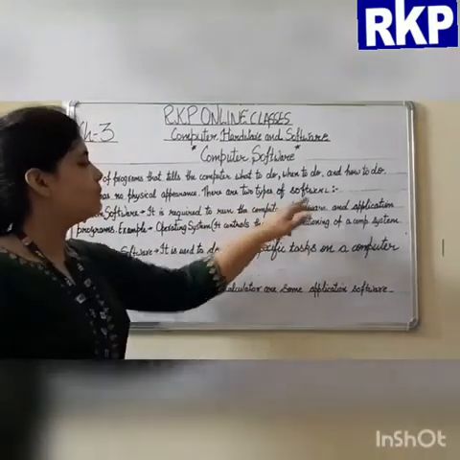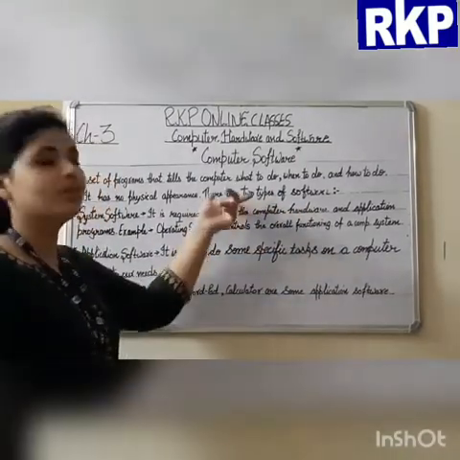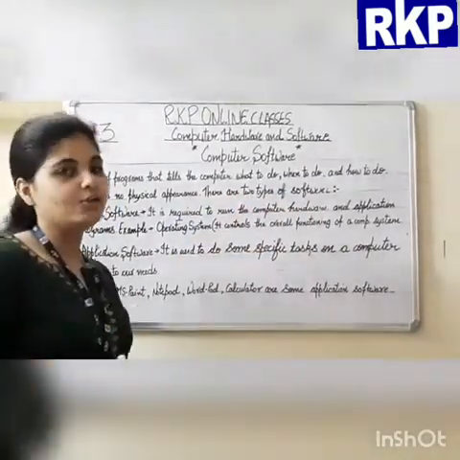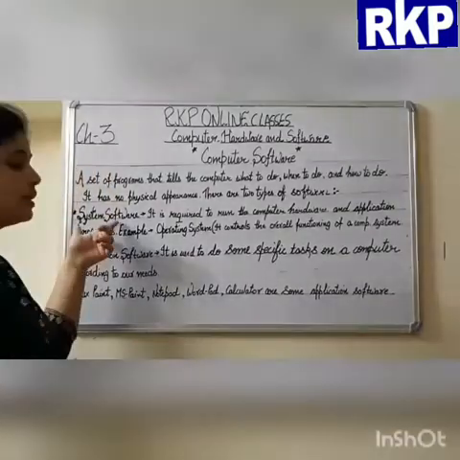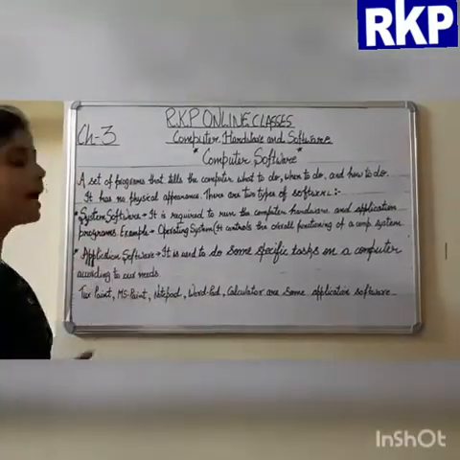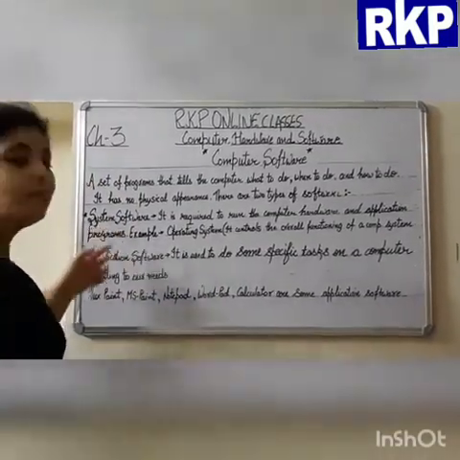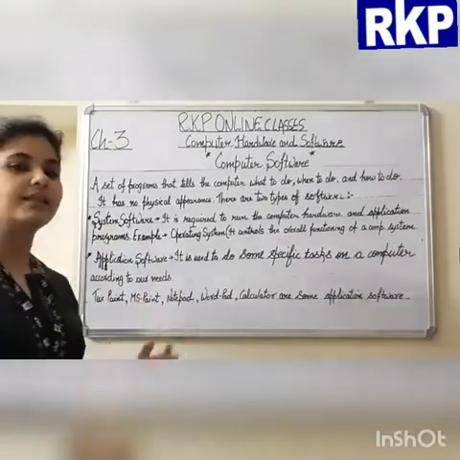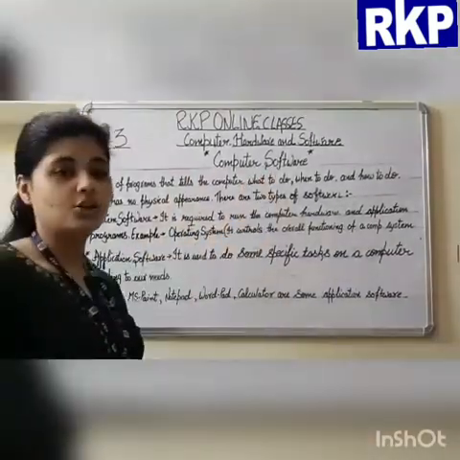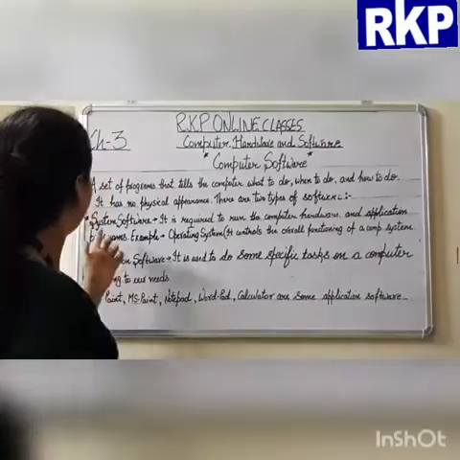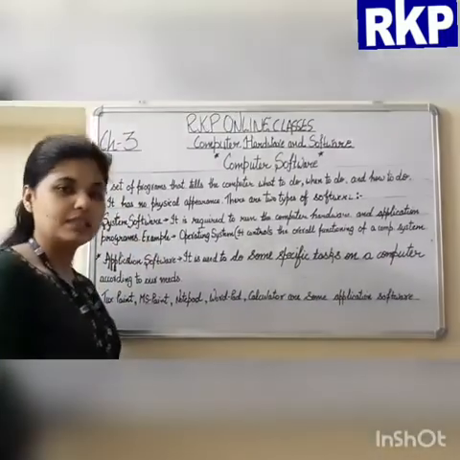There are two types of software. One is system software and the second is application software. System and application software are the types of computer software. So now I am going to discuss the system software.